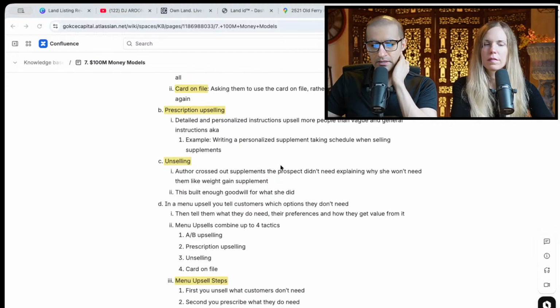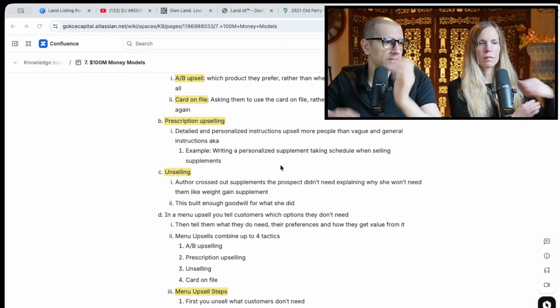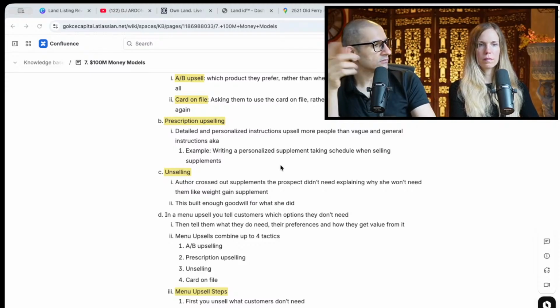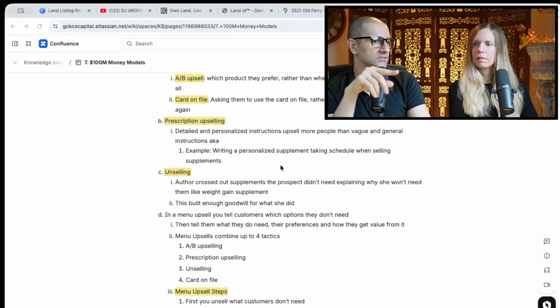So next is prescription upselling. Essentially, detailed and personalized instructions upsell more people than vague and general instructions. The author gives an example. He has back-to-back appointments, and this one is a nutrition consult, talking about which supplements to take in his gym. The lady is asking a lot of questions like, what does this do, what does that do?